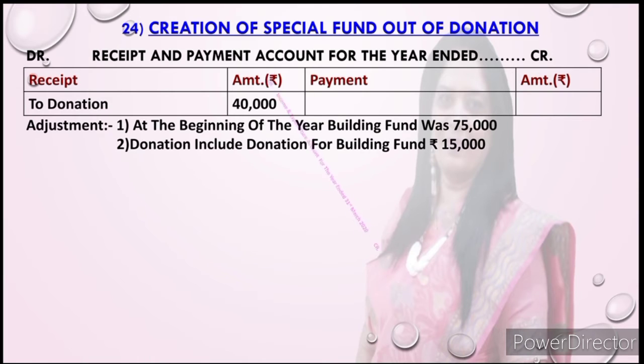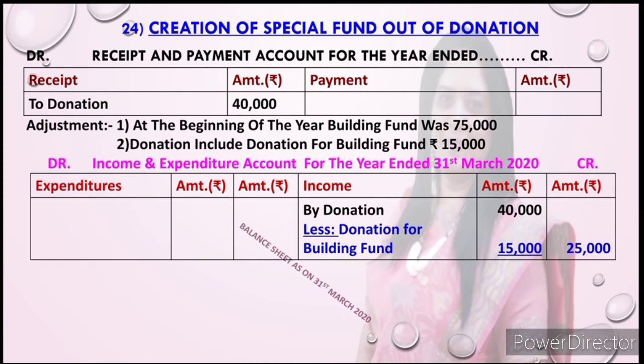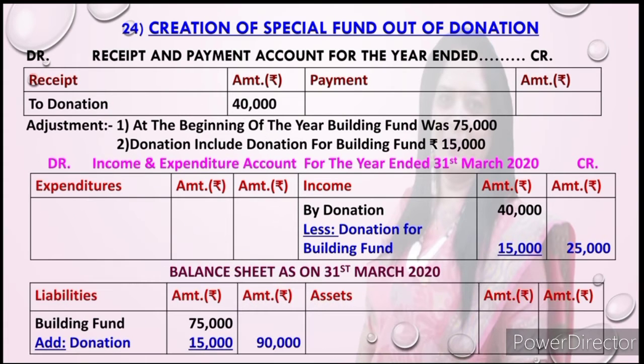So let's see the effect. First, in the income and expenditure account, credit side we will write by donation 40,000. Let's take the first adjustment. At the beginning of the year building fund was 75,000. Any kind of fund you have to record on the liability side. So in the balance sheet liability side it will appear as building fund 75,000.